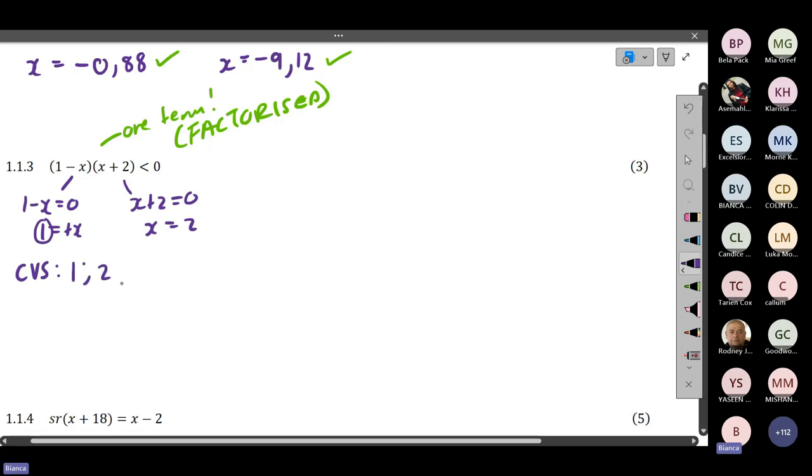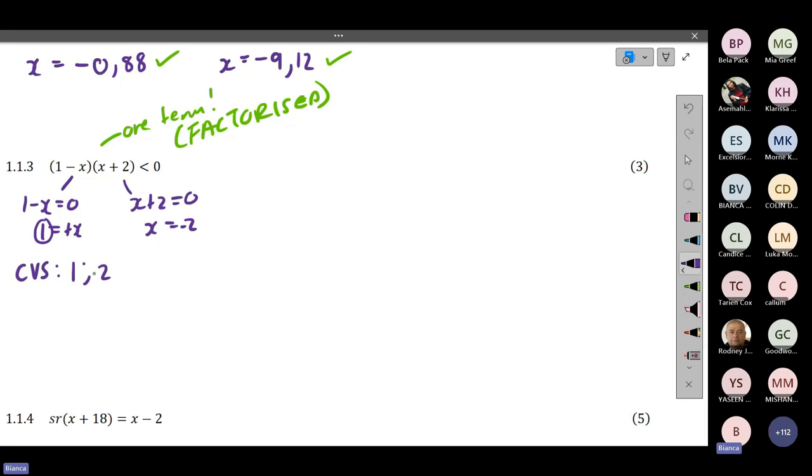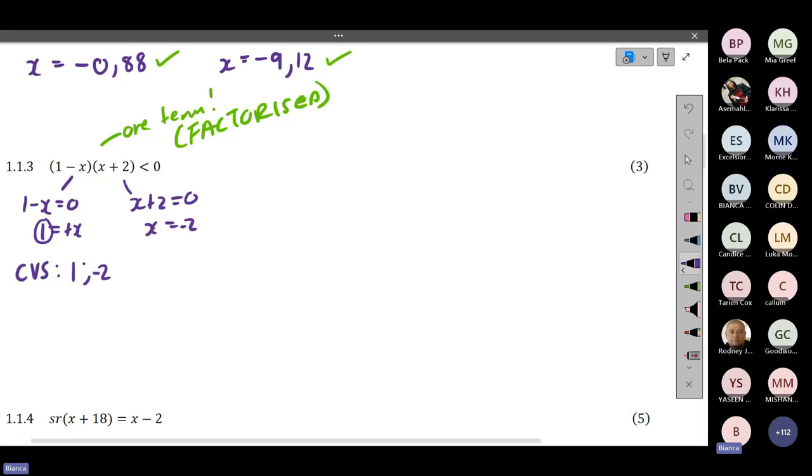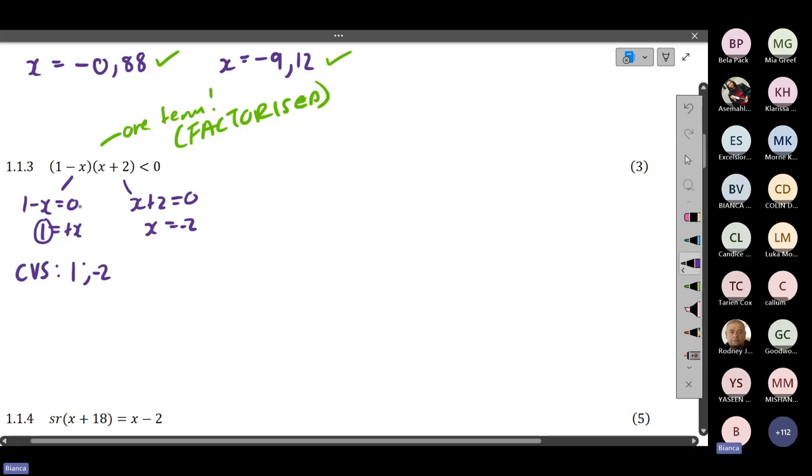I think the mistake that learners would have made here is they might have said negative 1, right? But like I said, if you don't know how to do it just by taking it straight out of brackets, oh, this should be negative 2. Sorry, my bad. If you don't know how to take it just straight out of brackets, write the bracket out and make it equal to 0. Did everyone get this? 1 and negative 2.